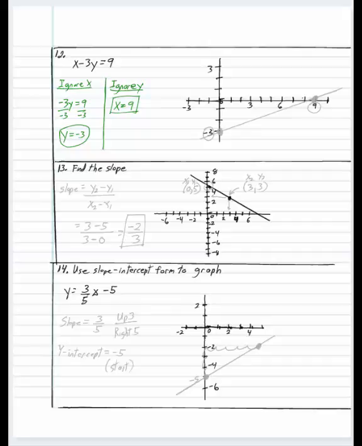So let's plot. First, where y is equal to negative 3, let's go to where y is negative 3. Put a big dot right there. Then let's go to where x is 9. Put a big dot right there. And finally, connect the dots.